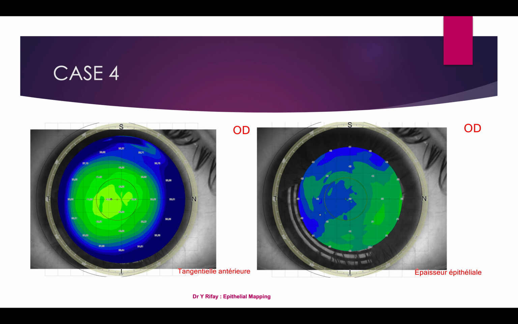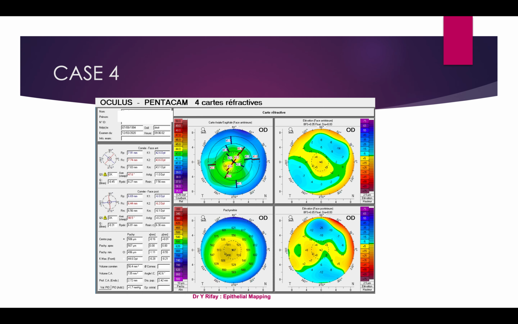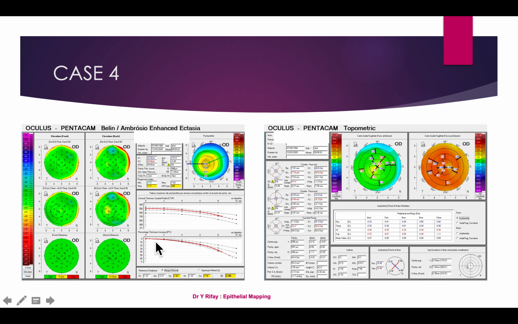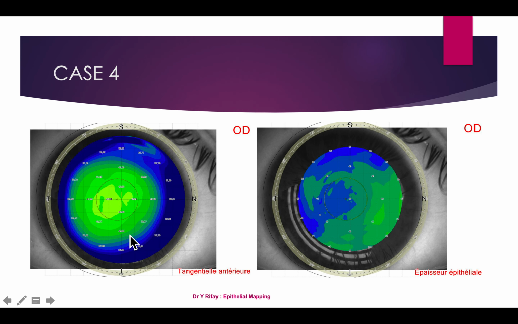But when we do the epithelial mapping, even if we have only small steepening here, there is a thinning of it. So this thinning in the steepest area of the cornea shows that it is a keratoconus. It is an early keratoconus. So this is the topography or the tomography, which shows very small abnormalities, but within the normal values. Belin-Ambrosio is within the normal values, but epithelial mapping shows that there is a problem, and there is an early keratoconus in this case.